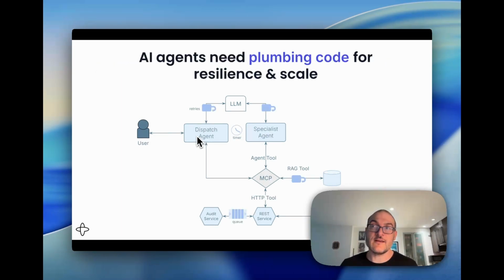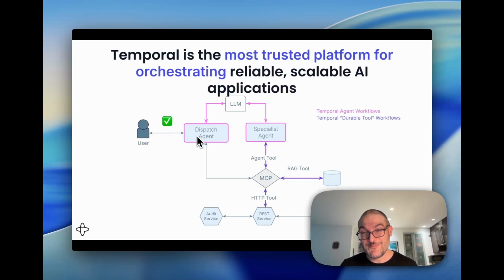And when you want to make a system like this durable, you're going to face the same challenges as what I described before. You're going to have retries and timers, etc., that can fail. So the plumbing code you can delegate once again to Temporal.